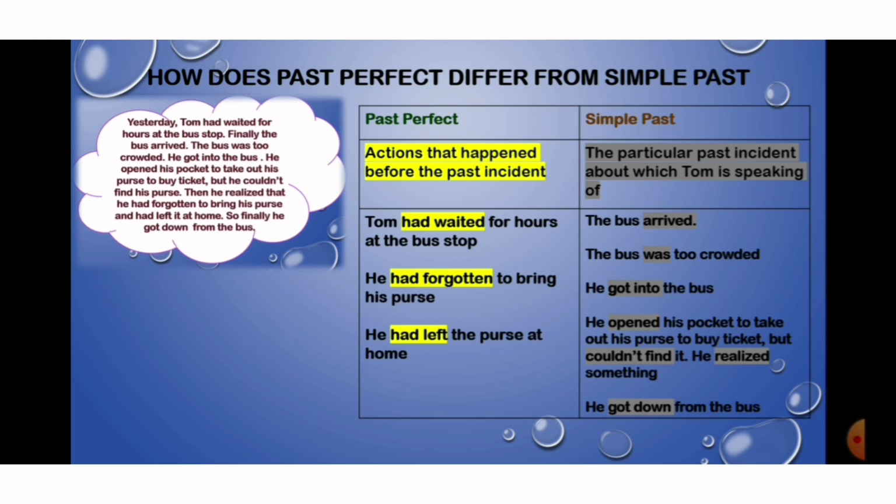He opened his pocket to take out his purse to buy the ticket but couldn't find it. He realized something. Now, what incidents actually took place before his opening of the pocket and not finding the purse? He had forgotten to bring the purse. That means he had left the purse at home. So his leaving the purse at home and his forgetting to bring his purse were the actions that took place before his opening of the pocket. And not being able to find it, he got down from the bus. So in this way, we will differ past perfect and simple past.